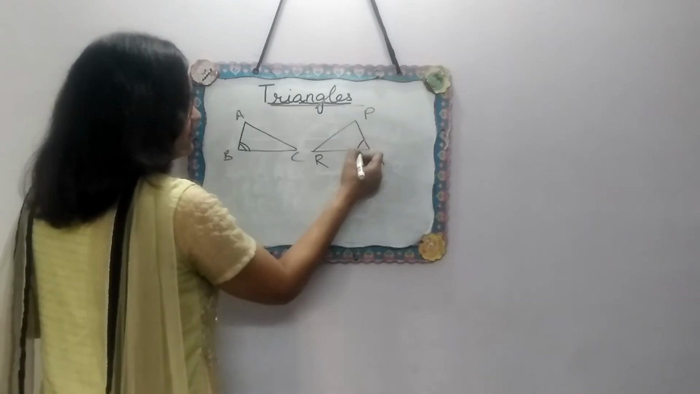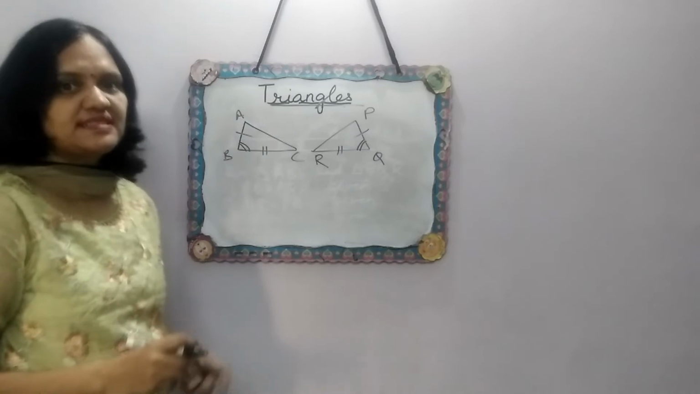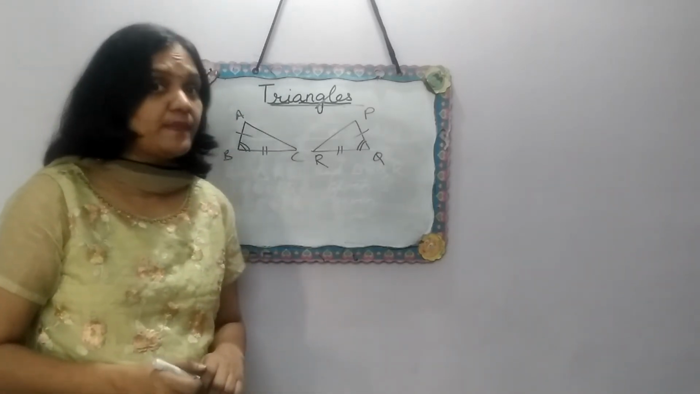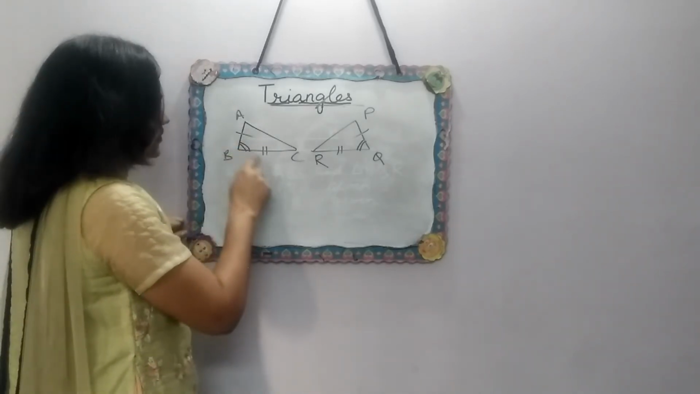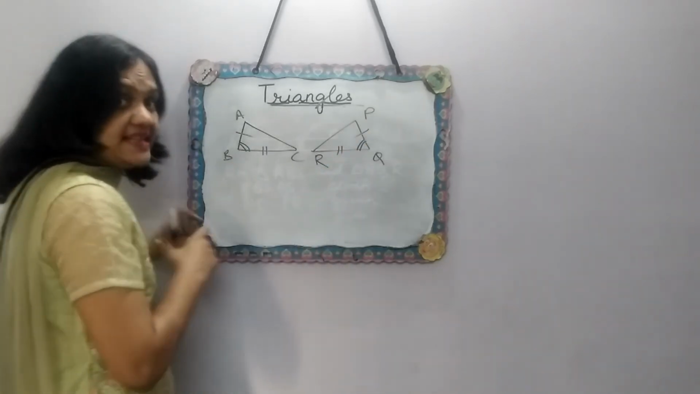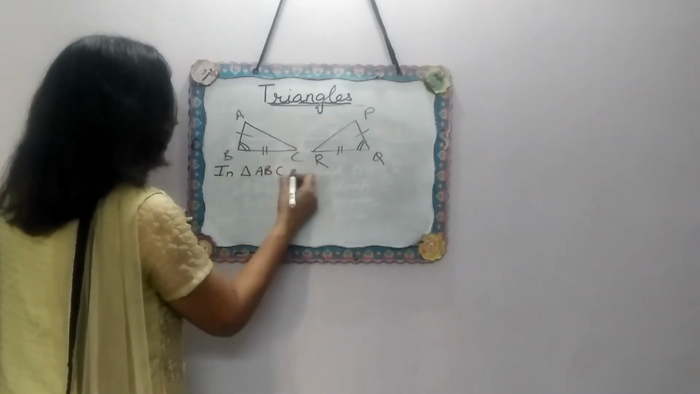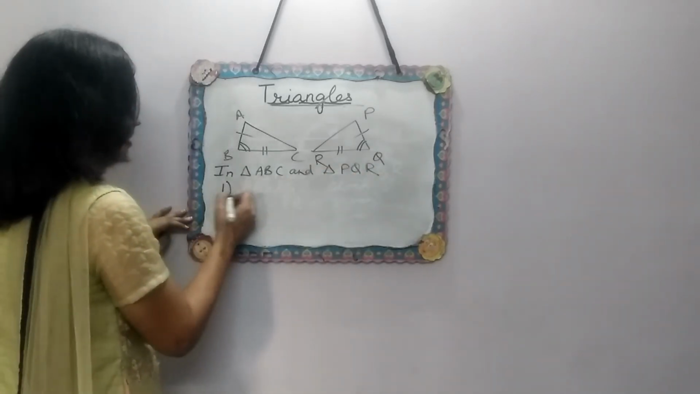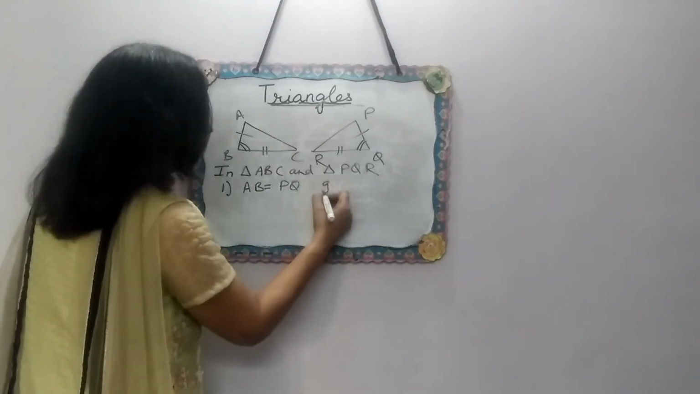Only if it is given that these two angles and these two sides, corresponding sides, are equal of the two triangles, then we can say that triangles are congruent by SAS property. Is this angle included between the equal sides? Yes. Is this angle included between the corresponding equal sides? Yes. So we can say that in triangle ABC and triangle PQR, AB is equal to PQ. How do we know it? It's given in the question.